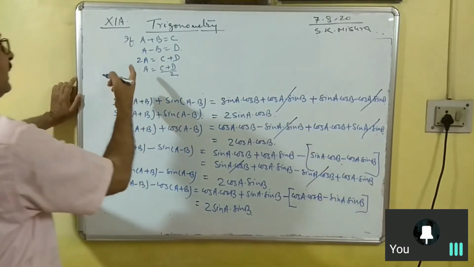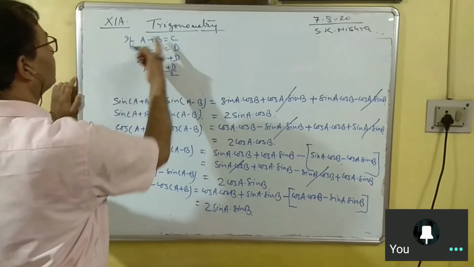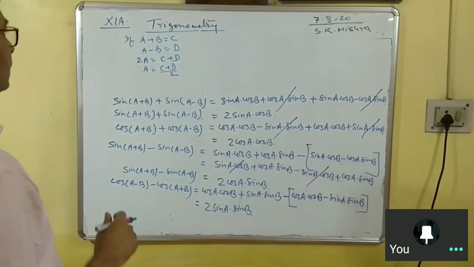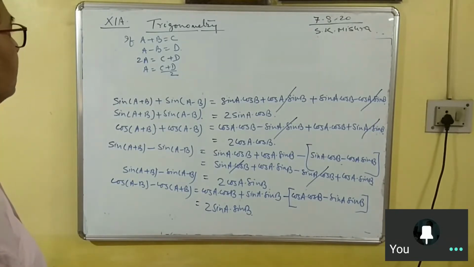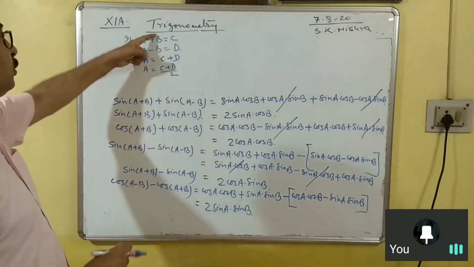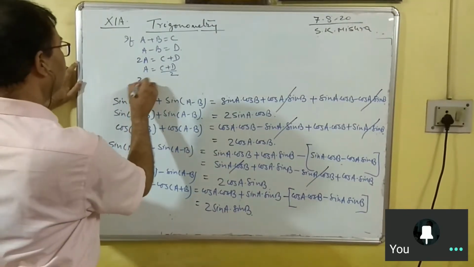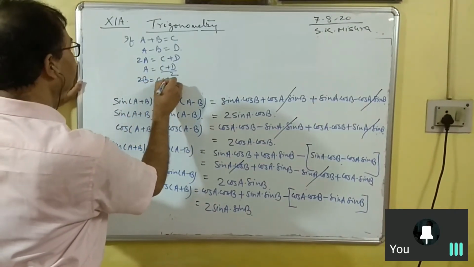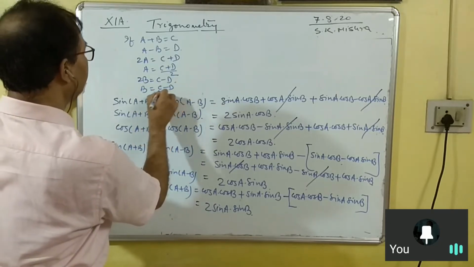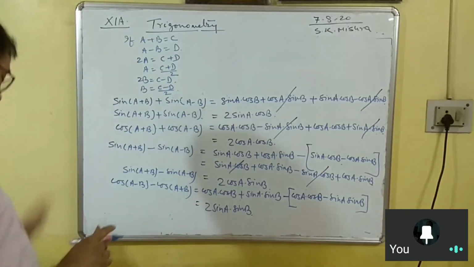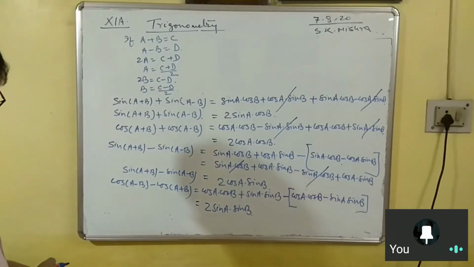And if you want to find B, then what to do? Subtract. Then 2B is equal to C minus D. Then B equals (C minus D) by 2. This way you are getting A and B.